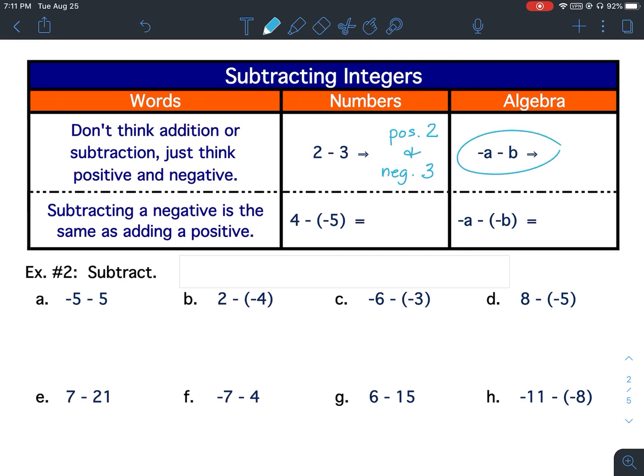This part, the algebra part, this is pre-algebra, so we're going to be dealing with variables. So I just throw this in there to show you what it would look like with variables. So you don't want to think of this as negative a minus b, but instead you want to think of it as a negative a and a negative b.